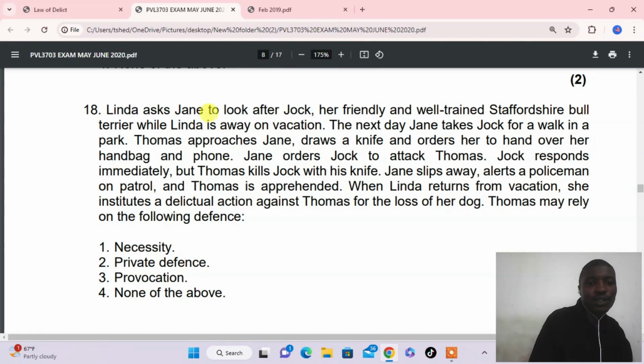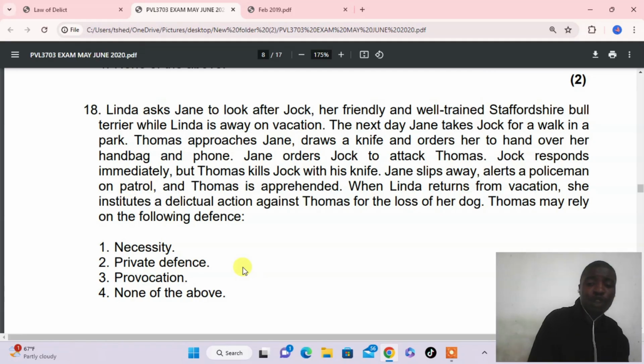Linda asked Jane to look after Jock, a friendly and well-trained Staffordshire Bull Terrier, while Linda is away on vacation. The next day, Jane takes Jock for a walk in the park. Thomas approaches Jane, draws a knife, and orders her to hand over her handbag. Jane orders Jock to attack Thomas. Jock responds immediately, but Thomas kills Jock with his knife. Jane flees, alerts a policeman on patrol, and Thomas is apprehended. When Linda returns from vacation, she institutes a delictual action against Thomas for the loss of her dog. Thomas may rely on the following defenses.